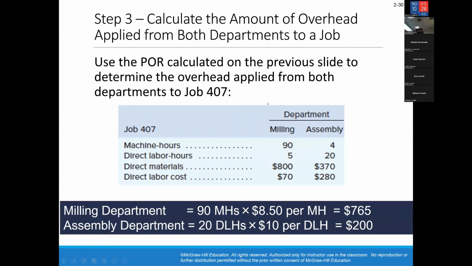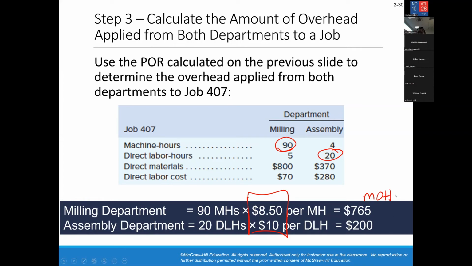So for milling, I'm using 90 hours because I'm going by machine hours. And for the assembly department, I'm using my direct labor hours. I'm taking those numbers that I just calculated on the previous screen and multiplying them by those numbers to come up with my manufacturing overhead costs. So I have 90 times 850, which gives me 765, and 20 times $10, which is $200.